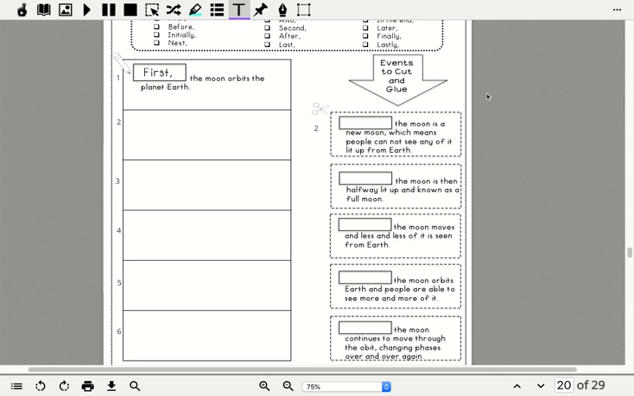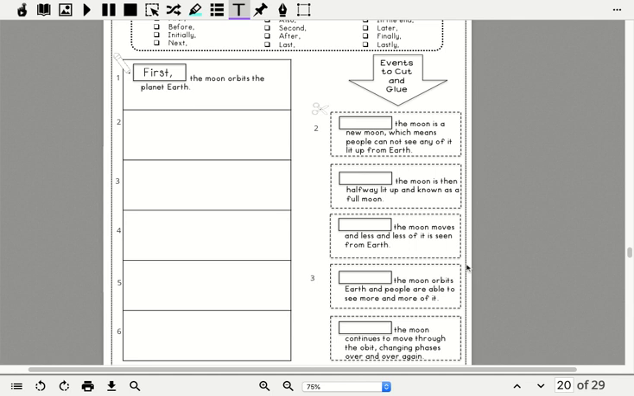Now, when I'm back on my phases of the moon paper, and I'm looking, it says, as the moon orbits the Earth, people are able to see more and more of the moon. So this is talking about where we're seeing more and more. Right here, more and more of it. So this one is going to go in the third box.